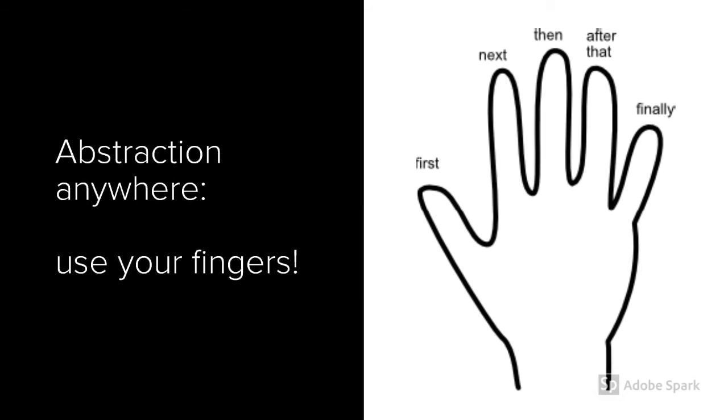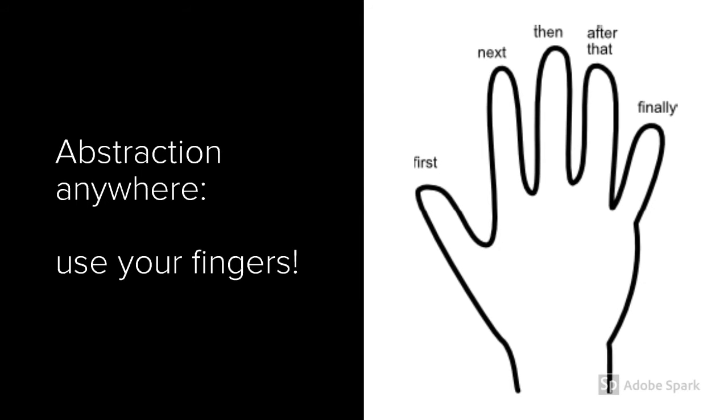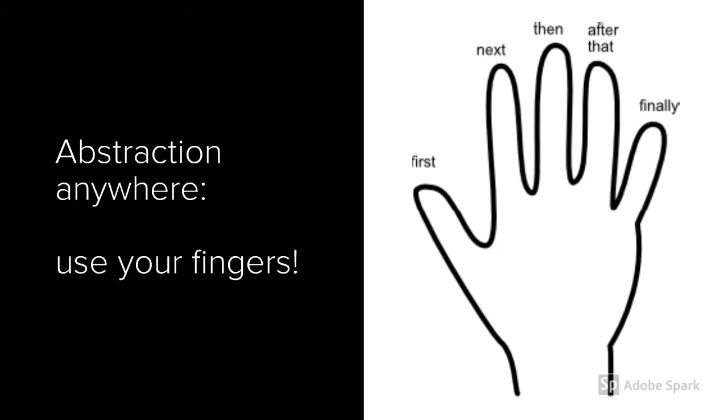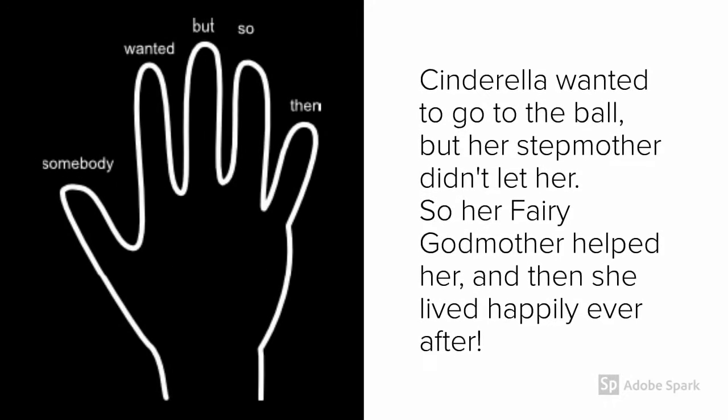One quick and easy abstraction and storytelling idea is to use your fingers to help you retell or summarize a story. You might use sequencing words like first, next, then, after that, and finally. Or maybe you use the structure somebody wanted but so then.